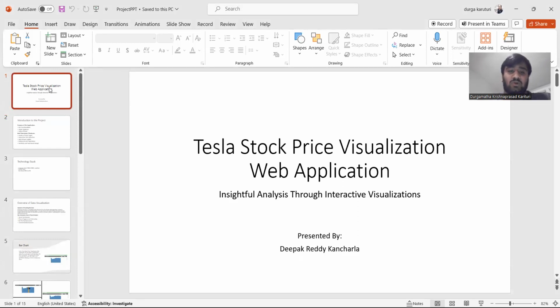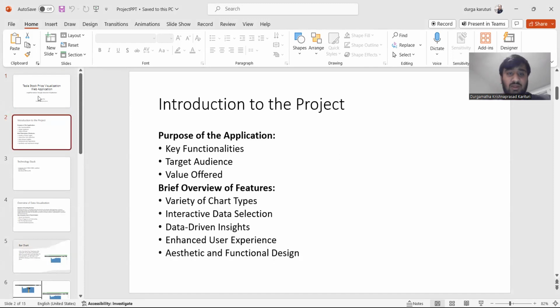Now we'll discuss my project. It is the Tesla stock price visualization web application, insightful analysis through interactive visualization. And the next one is coming to the introduction of the project.